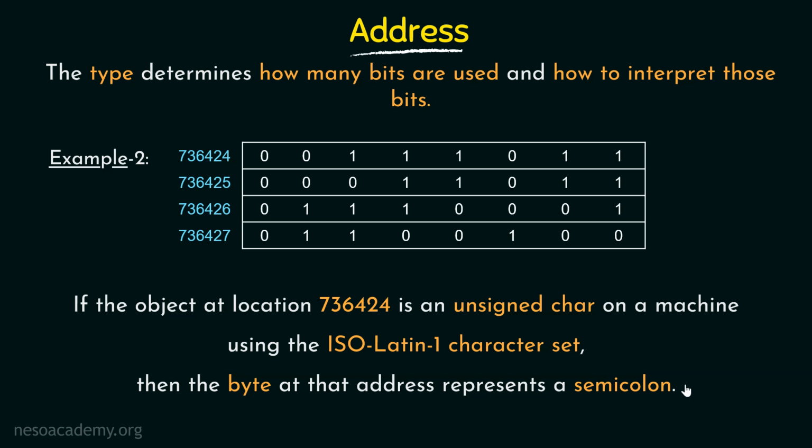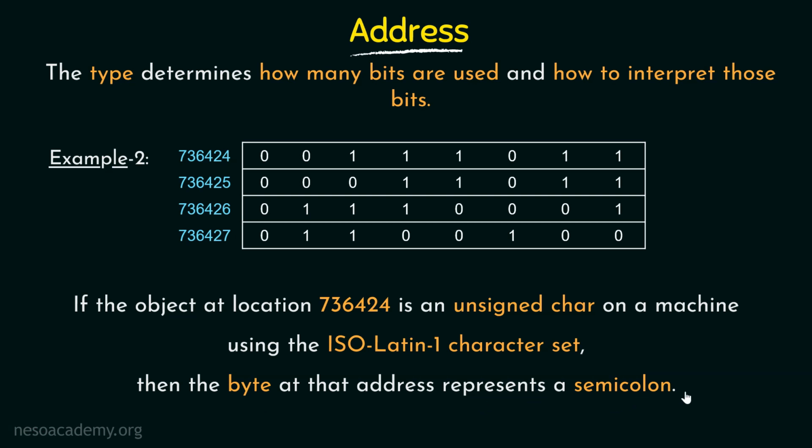Let us see. So we are starting at this address and then it is saying that it stores an unsigned character. So in the previous example, it was a float. Now in this example, we are considering that at this particular address, we are storing an unsigned character. Now we are assuming that this unsigned character takes 8 bits. 8 bits are used for representing the unsigned character. And it is on a machine using the ISO Latin 1 character set. So we will come back to this later. And then it says that that particular byte at that address represents a semicolon.